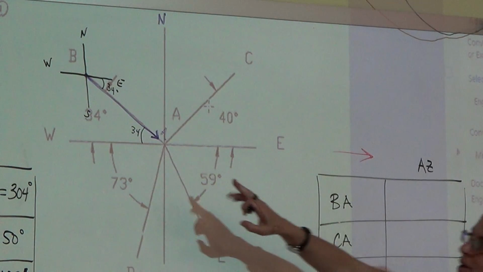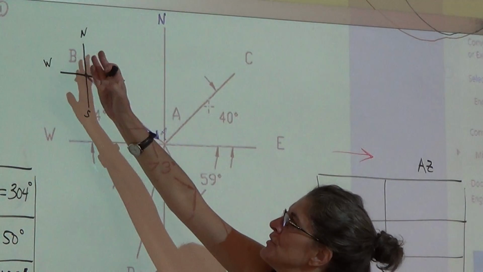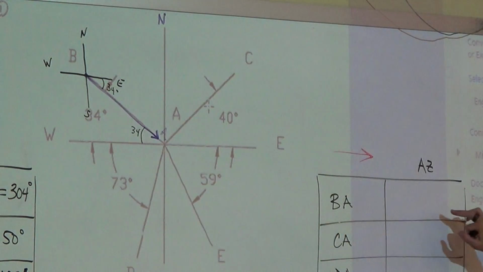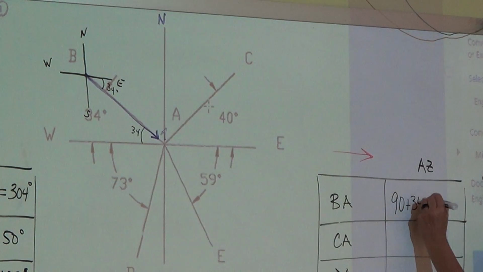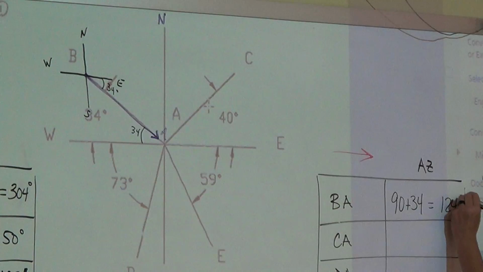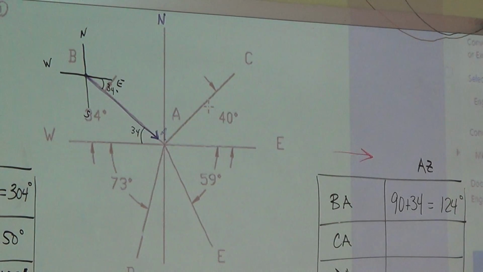So now, you know your azimuth starts at north, you're turning, so what is BA going to be? 90 plus 34, right? 124 degrees. Good? So I guess that's maybe why I always draw my grid at the tail, because I mess up at the vertical angle.